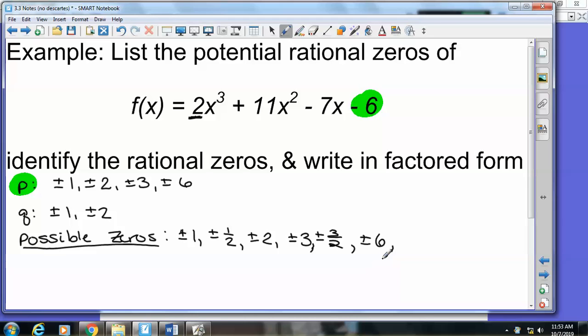If you want to save yourself a little time, you could graph this function first and see if you can tell from the graph. Zeros are just another word for x-intercept. So see if you can tell from the graph where it touches the x-axis, and then plug that number in to see if it equals 0. So I'm going to start there. I'm going to graph it first.